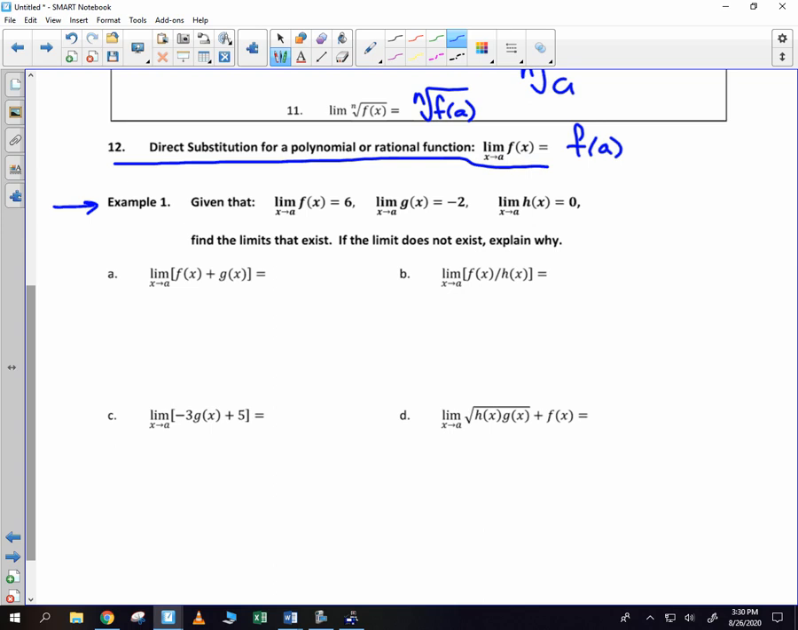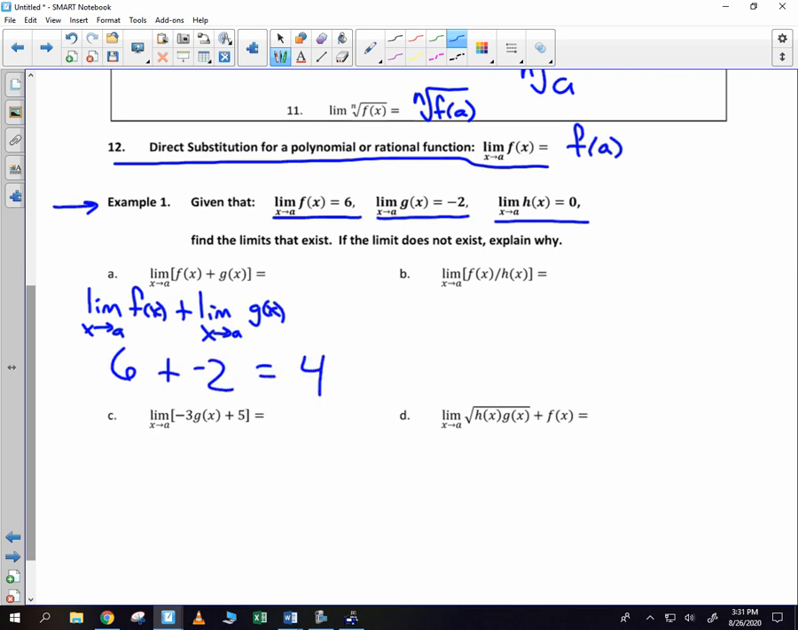Here it says, given that the limit as x approaches a of f of x is 6, the limit as x approaches a of g of x is -2, and h of x is 0, find the limit as x approaches a of f of x plus g of x. Well, we just break it up. The limit as x goes to a of f of x plus the limit as x approaches a of g of x. Well, we know that that first one is 6. We know that that second one is -2, so therefore the answer is 4. Very simple, okay?